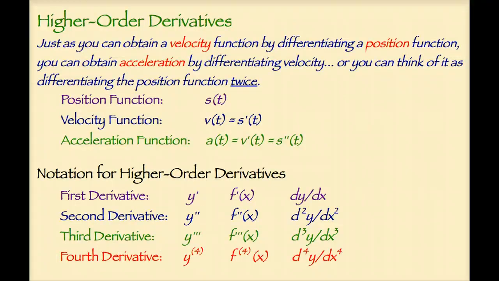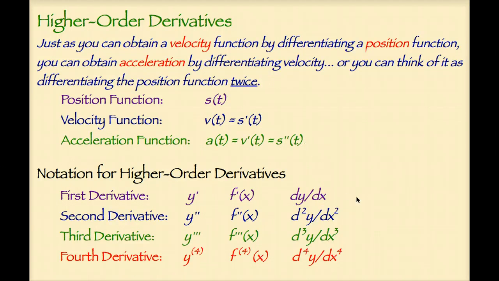We are also able to take higher order derivatives. Just as you can obtain a velocity function by differentiating a position function, you can obtain acceleration by differentiating velocity, or you can think of it as differentiating the position function twice. Here is standard notation for position, s of t. The velocity function v of t is s prime of t, the first derivative of the position function. The acceleration function a of t is equal to v prime of t, the first derivative of velocity, also equal to s double prime of t, the second derivative of position.